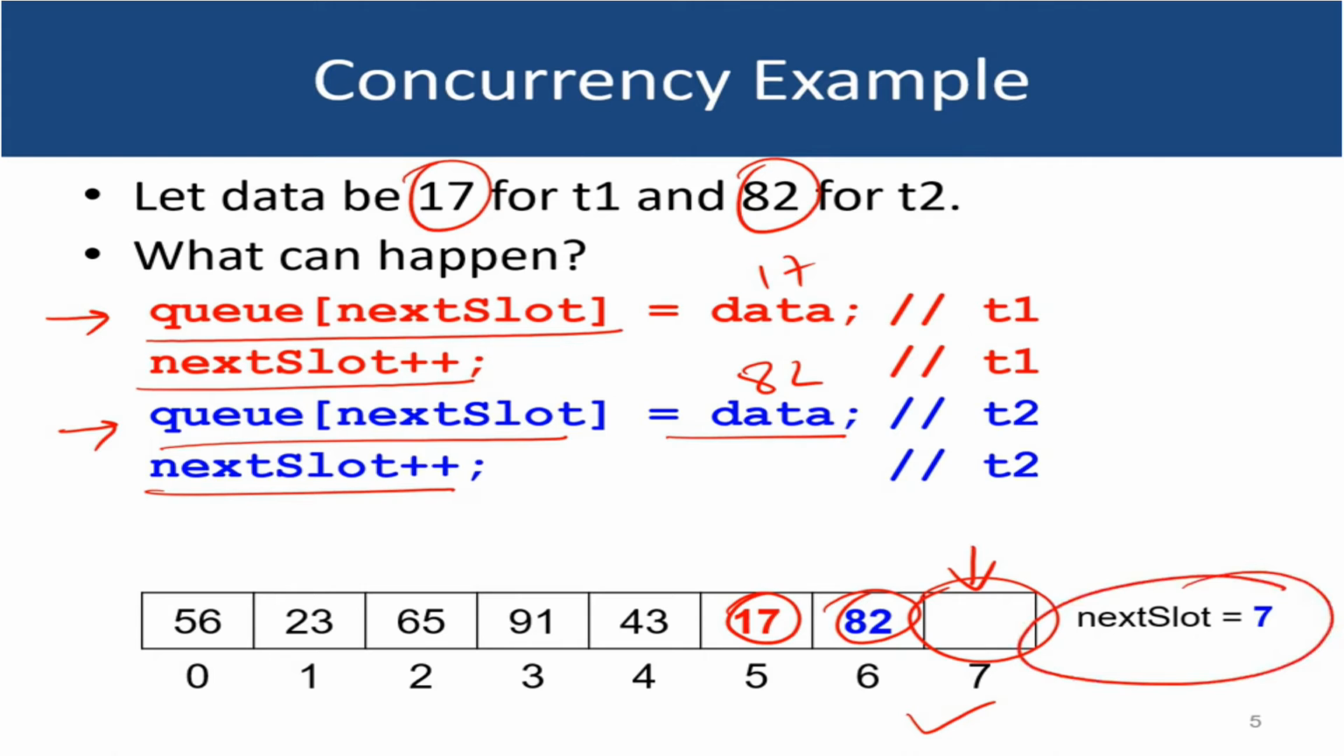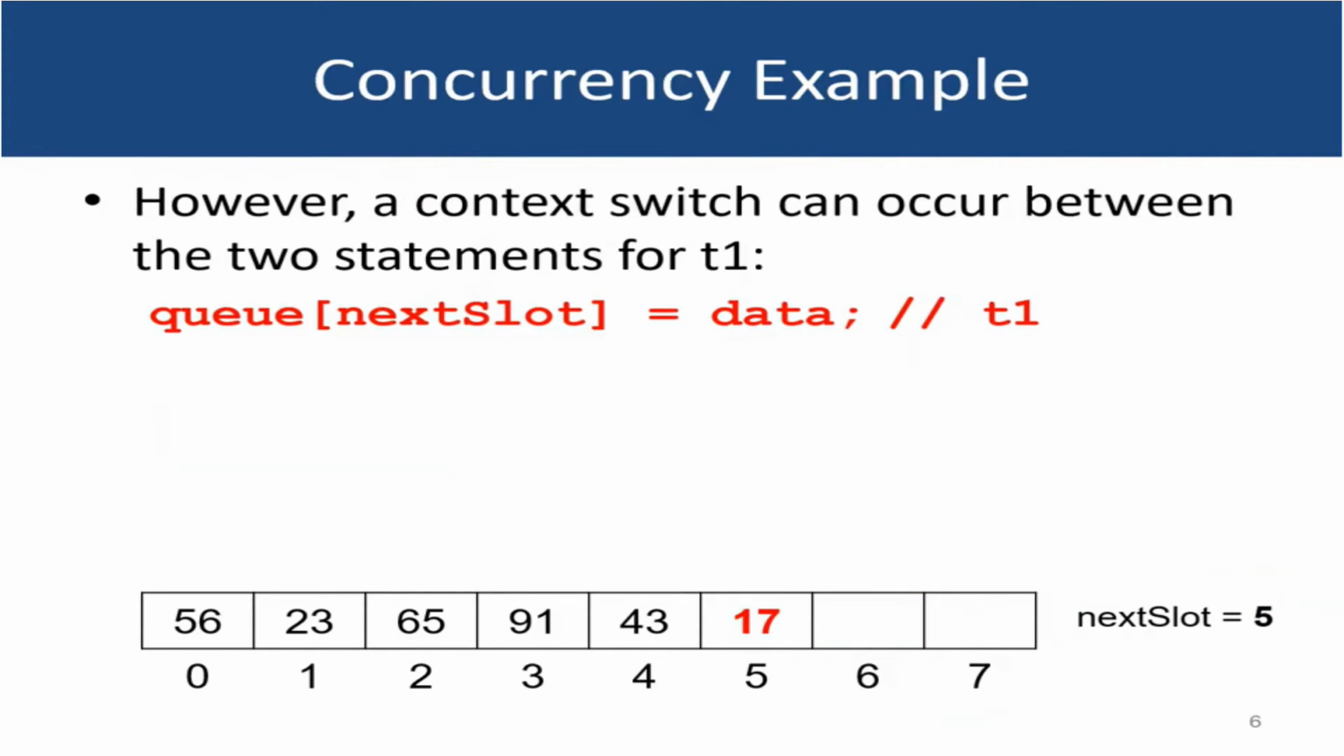Now, what can go wrong with this sequence of instructions? Recall, a context switch can occur at any point between the two statements of a thread. As we have seen earlier, it is possible that thread T1 gets to execute, let's say, just the first statement, and it is suspended out of the CPU. Now thread T2 comes in, and T2 completes both the statements. When it finishes, thread T1 gets the chance to execute, and it comes back to execute its last statement. If this happens, let's see how this will play out for our shared queue.